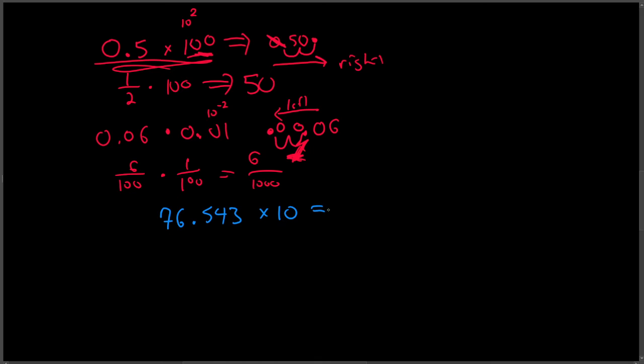And so this equals 765.43, because I moved the decimal place 1 to the right. If I take the same number and I multiply it by 100, I have 2 zeros, so I move the decimal place 1, 2. So 7654.3, because the 2 zeros said I move the decimal place twice to the right.